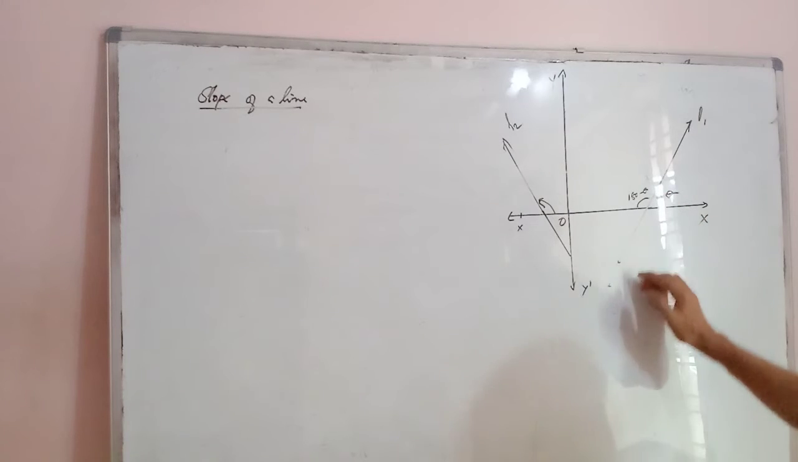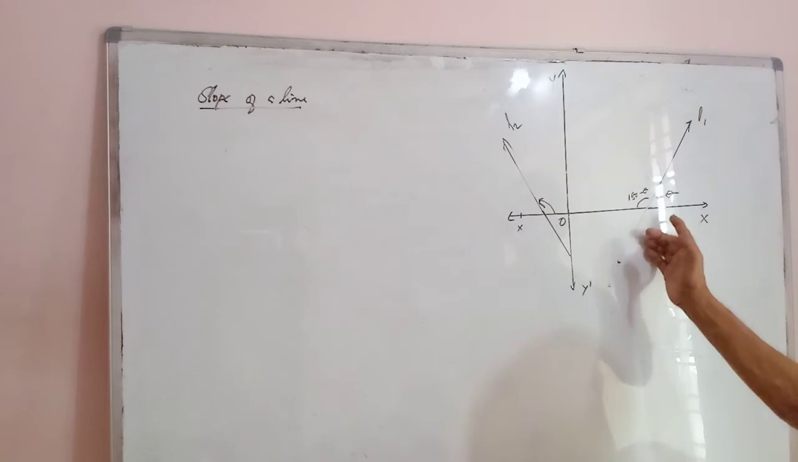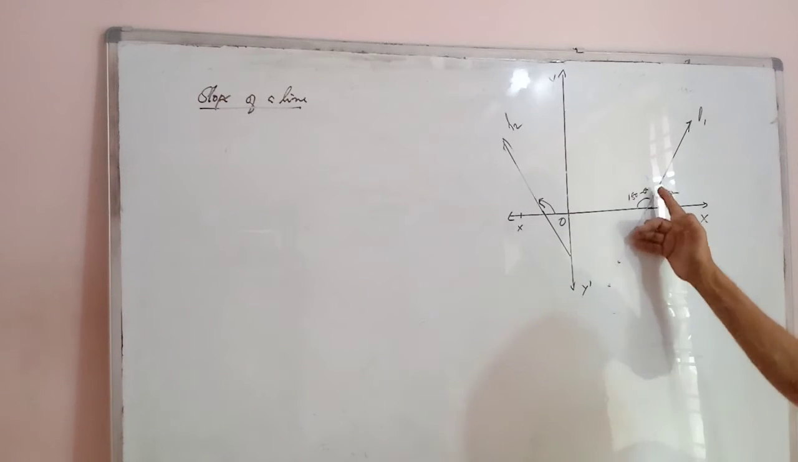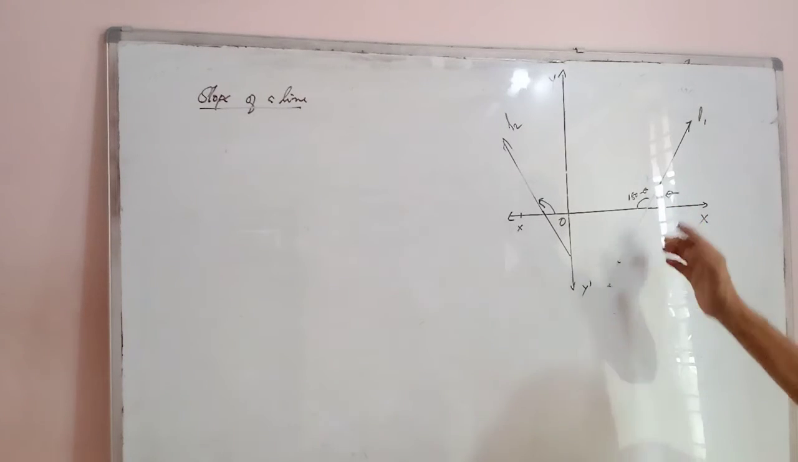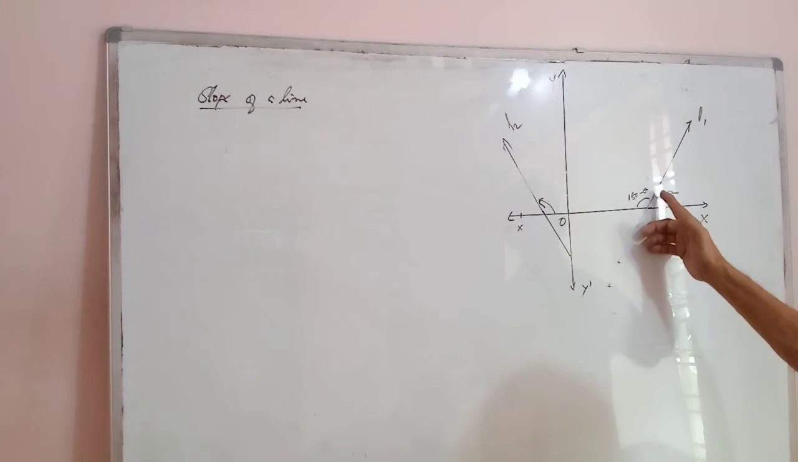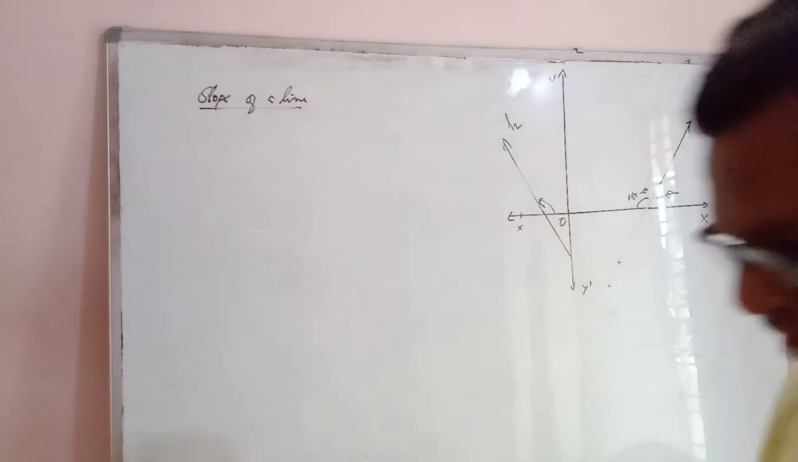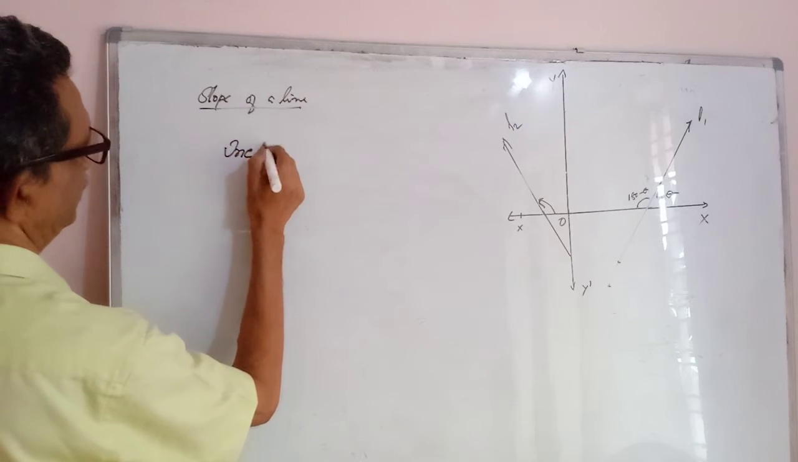This angle is the angle made by the line with the positive direction of the x-axis, measured in anti-clockwise direction. This direction is called anti-clockwise direction, and this angle is called inclination of this line. Inclination of a line.